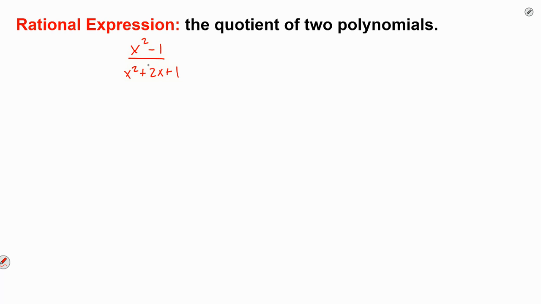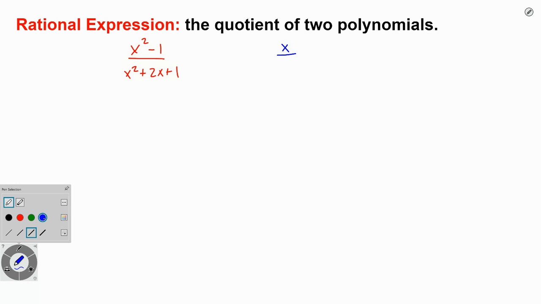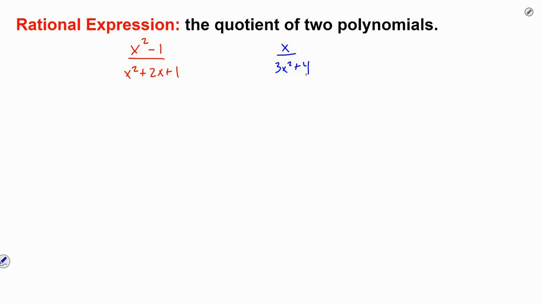I have a polynomial over a polynomial. I could have something else like, let's say, x over 3x squared plus 4. That is a rational expression. So we're simply taking two polynomials and dividing them. Now, there are different applications, but what we're going to focus on is simply the algebra behind it. We're going to look at simplifying them.